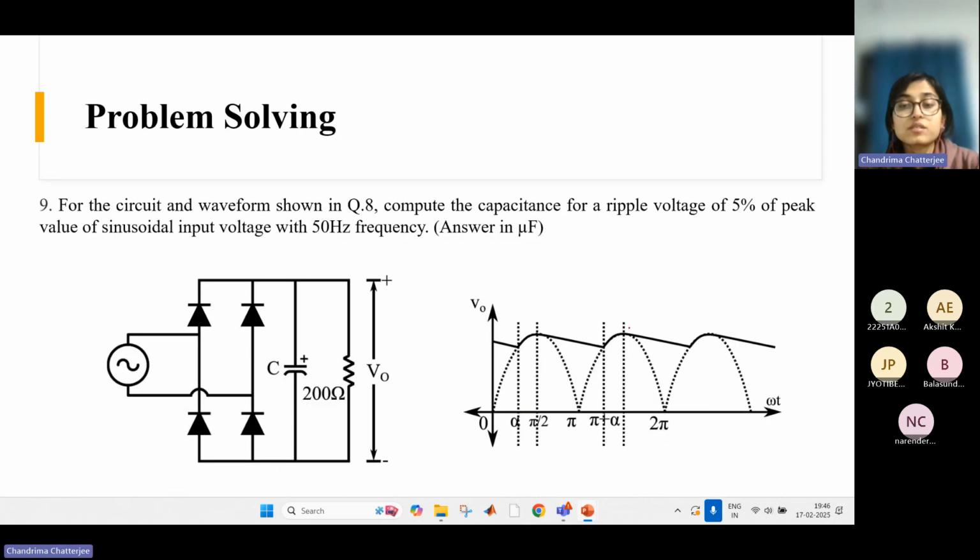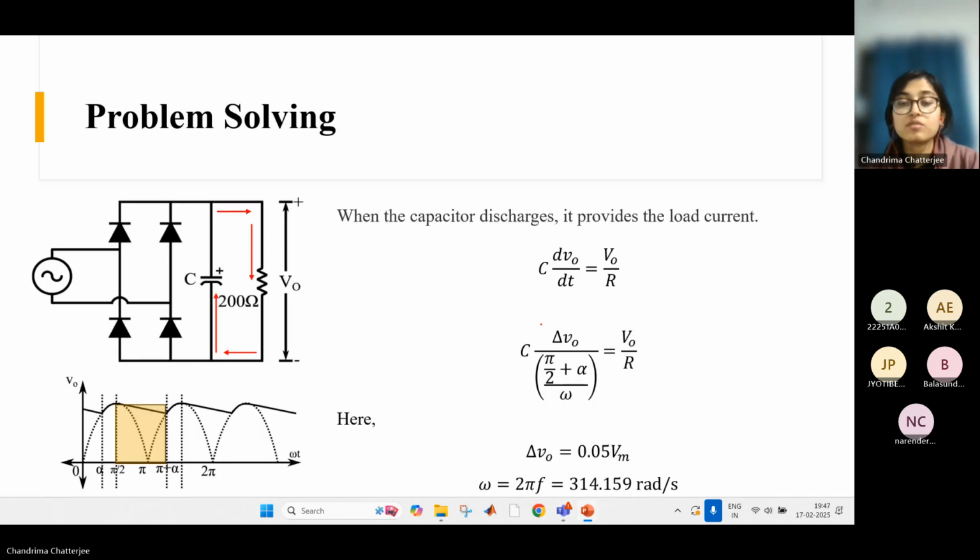So let's go to the next problem. For the circuit and waveform shown in question 8, compute the capacitance for a ripple voltage of 5% of peak value of sinusoidal input voltage with 50 Hz frequency. So they have asked for the capacitor value. If we want to restrict the ripple voltage within 5% of our peak value, then what should be the capacitor value that we should use here, right? So this is also very simple.